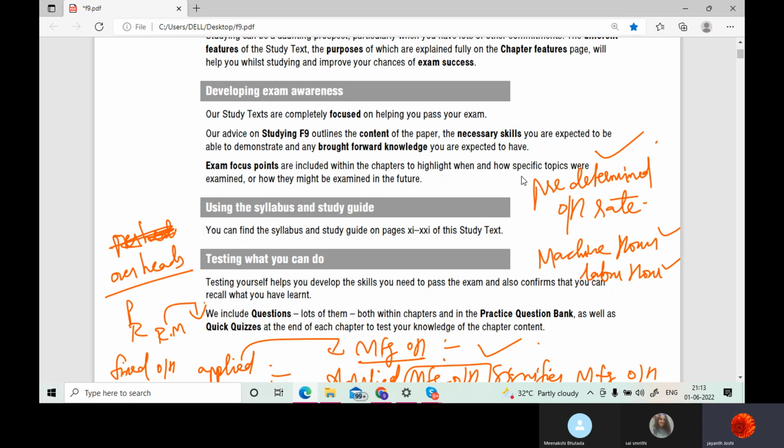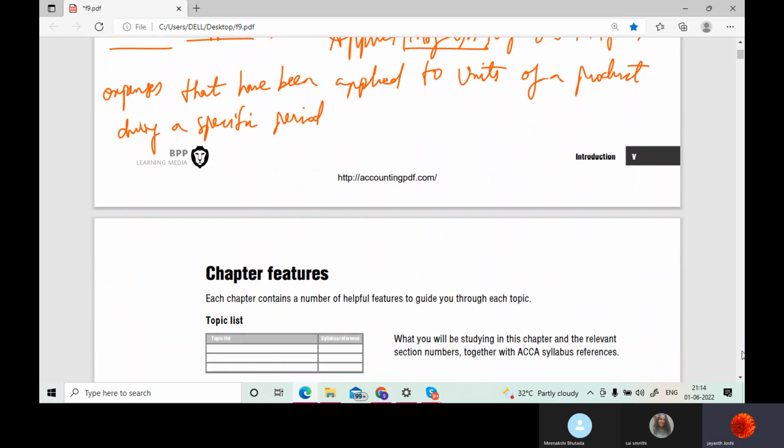So predetermined overhead is nothing but, since you don't have manufacturing overheads per unit wise, to find them out per unit you have to divide with a base, and that base can be either machine hours or labor hours. That is called the predetermined overhead.